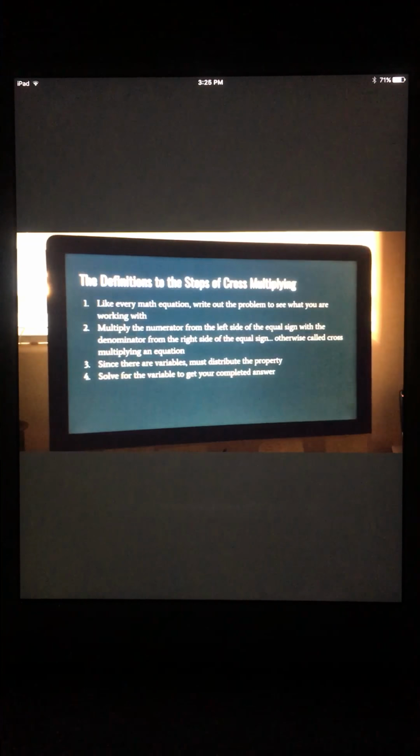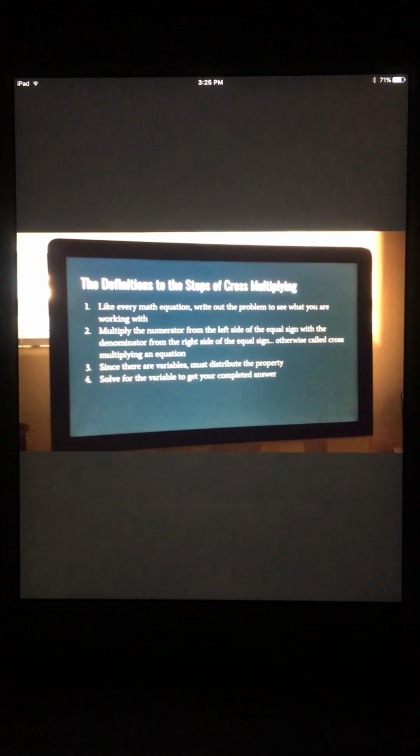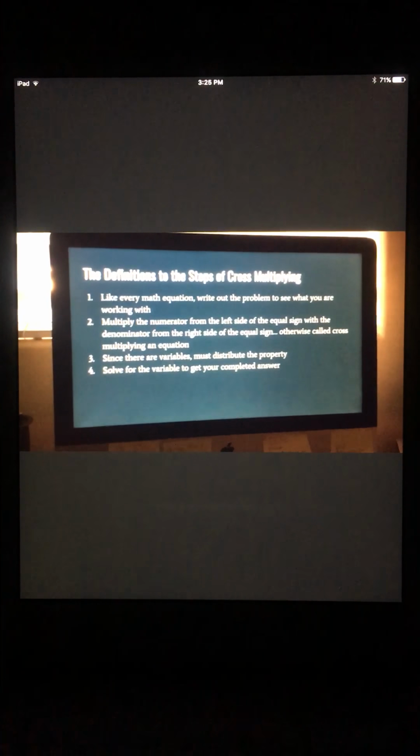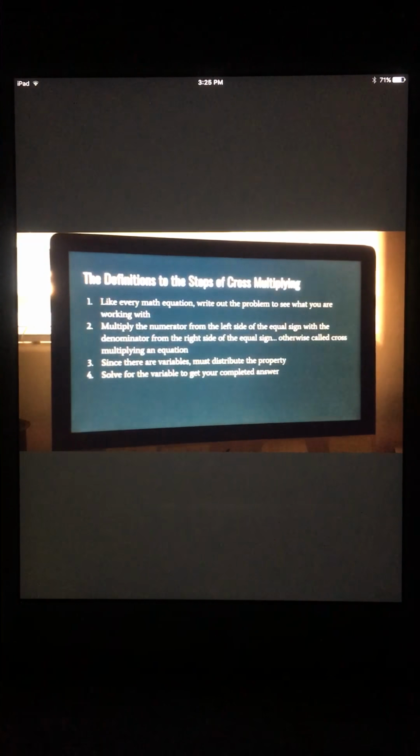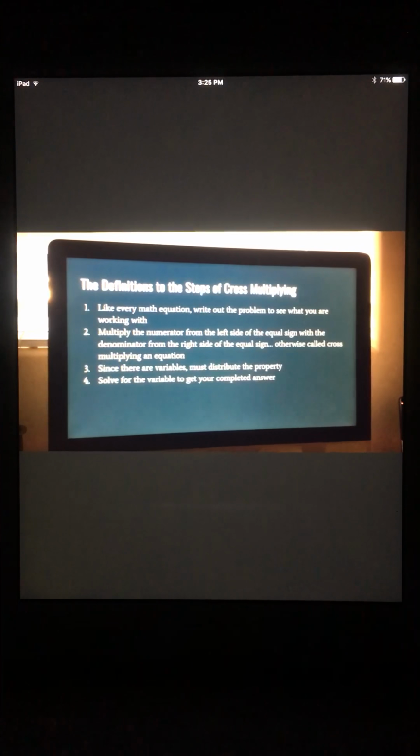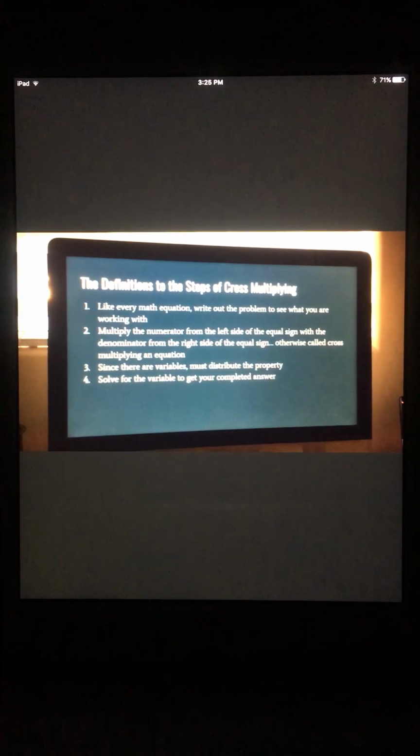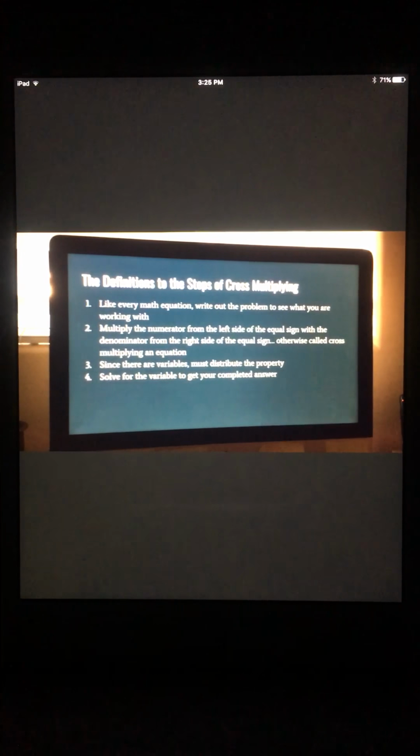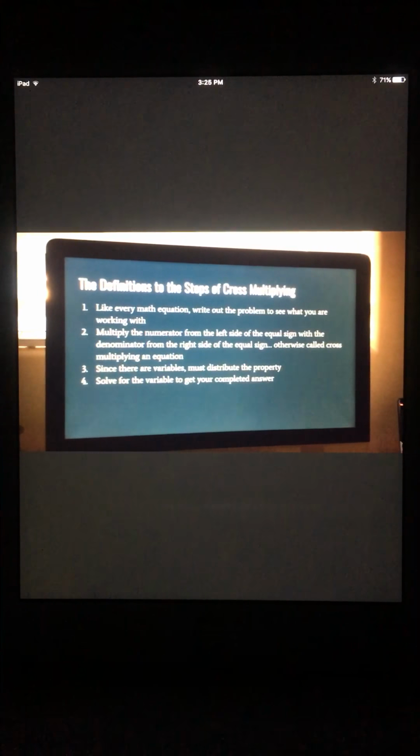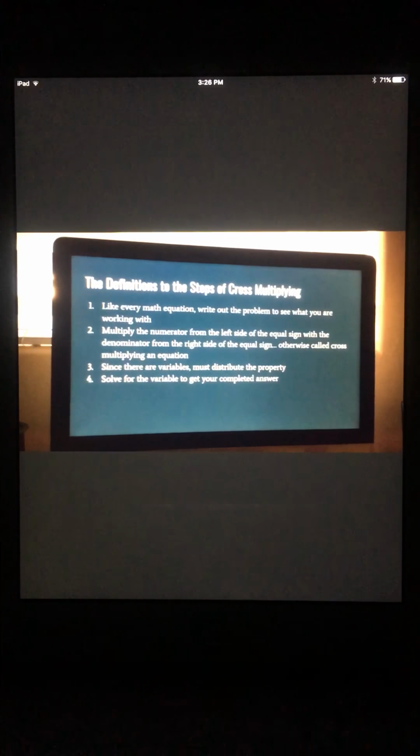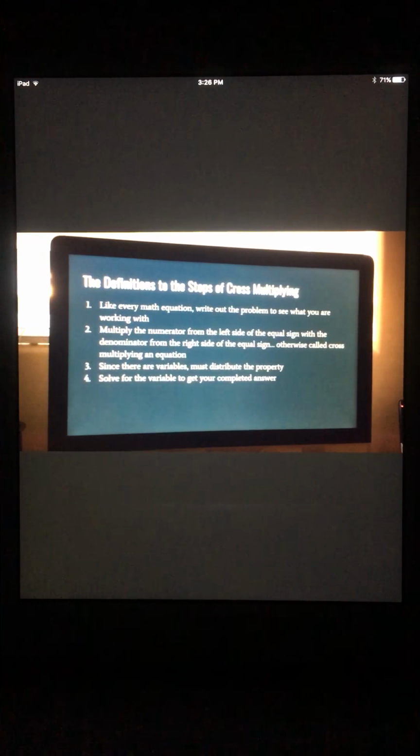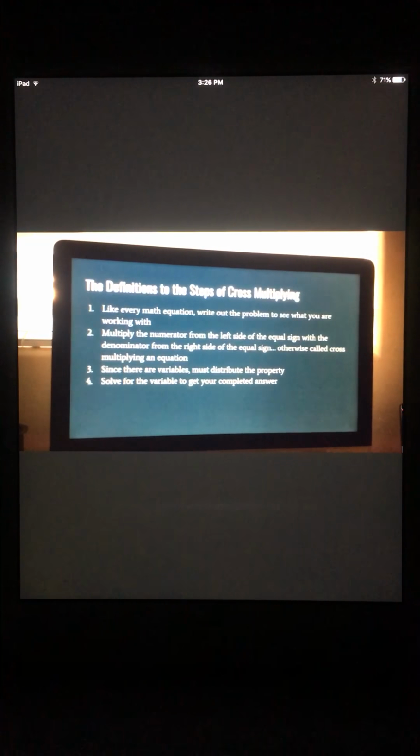Step 1. Like every math equation, you must write out the problem to see what you are working with. Step 2. Multiply the numerator from the left side of the equal sign with the denominator from the right side of the equal sign, otherwise called cross-multiplying an equation. Step 3. Since there are variables, you must distribute the property. Lastly, solve for the variable to get your completed answer.